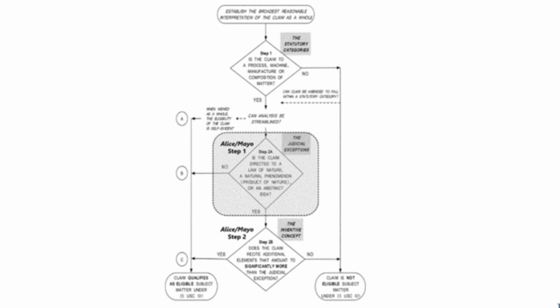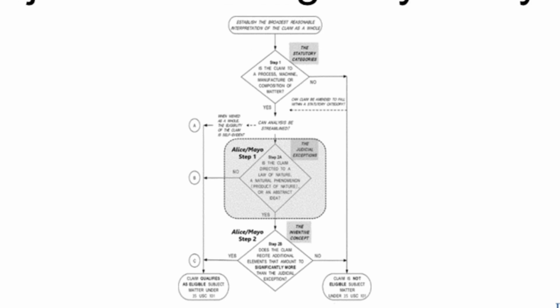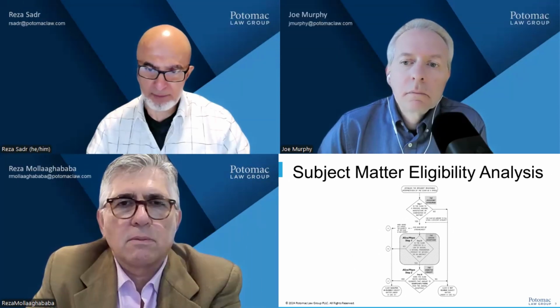However, if the answer is yes, then the claim goes to step 2 of the analysis, which asks, does the claim recite additional elements that amount to significantly more than the judicial exception? Again, if the answer is yes, then the claim qualifies and passes the test. Otherwise, if the answer is no, it fails the test and is deemed to be ineligible. So in this case, the Commission, and of course the lower opinion, also called the initial determination, both applied this framework.